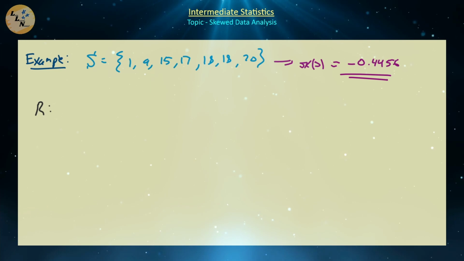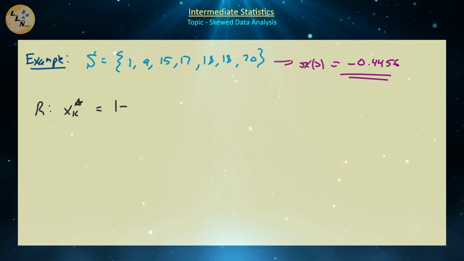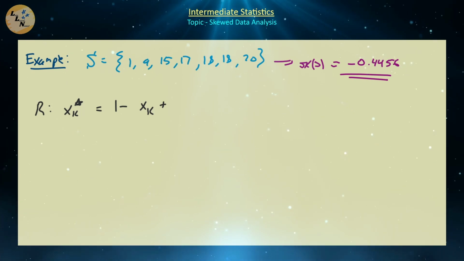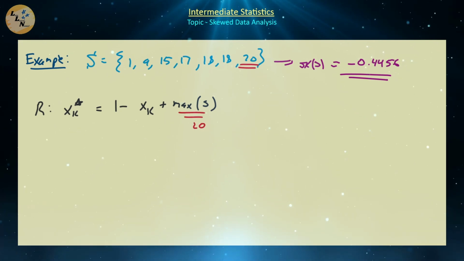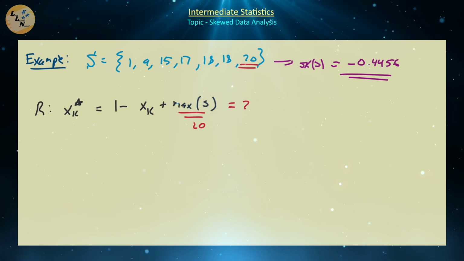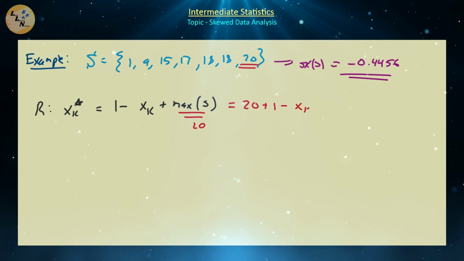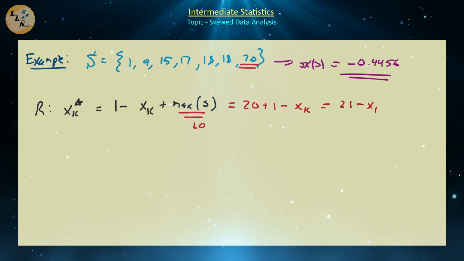So our reflection transformation is given by our new values in our data set equal to 1 minus the old values in our old data set plus the maximum value in our old data set. And keep in mind the maximum value is going to be equal to 20 in that particular data set. So for this example, we're going to have 1 minus xk plus 20, which is going to be equal to 20 plus 1 minus xk, or 21 minus xk.